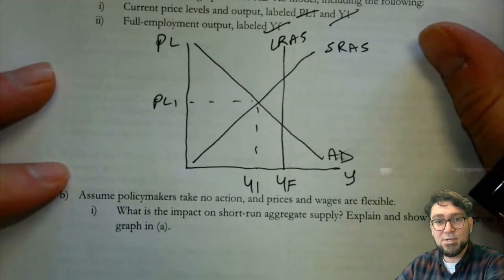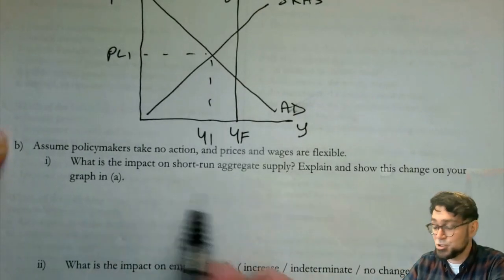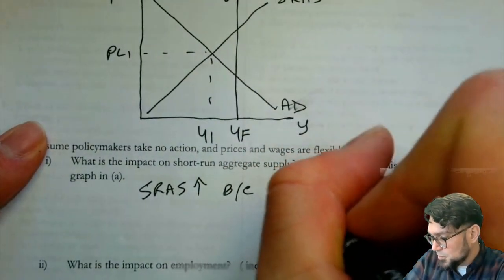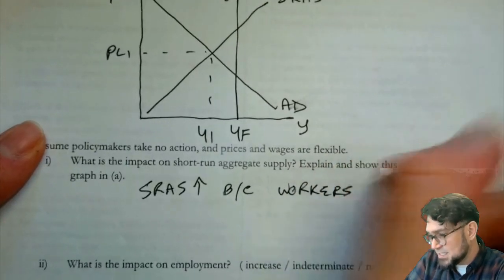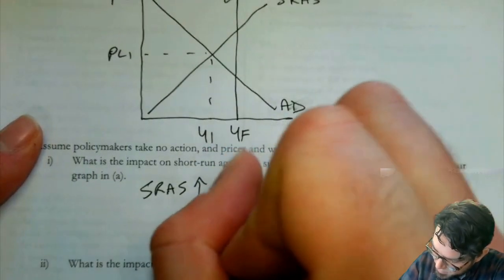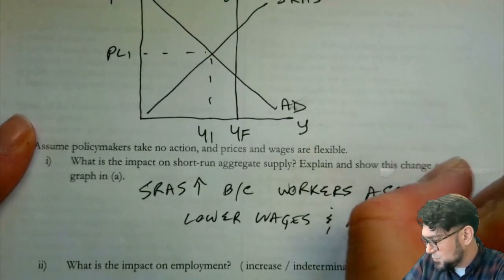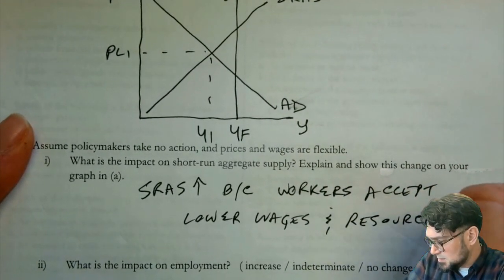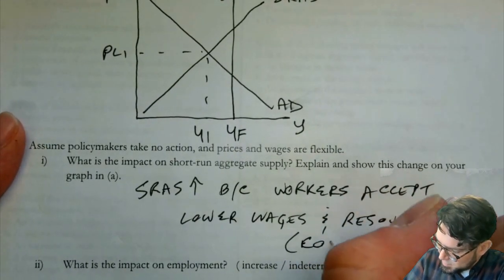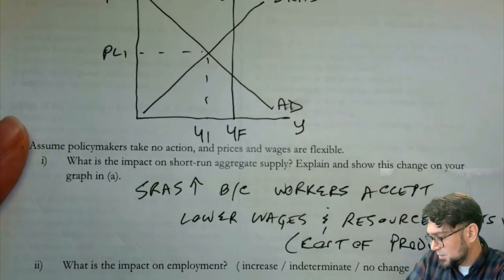Now, it says, assume policymakers take no action and wages are flexible. What's the impact on short-run aggregate supply? Explain and show this change on your graph. Well, SRAS will increase because workers, hopefully we're getting it by this point, I think it's about the 10th time we've done it, workers accept lower wages, and we could say resource costs fall. You could also say cost of production falls, right? It gets cheaper to produce.